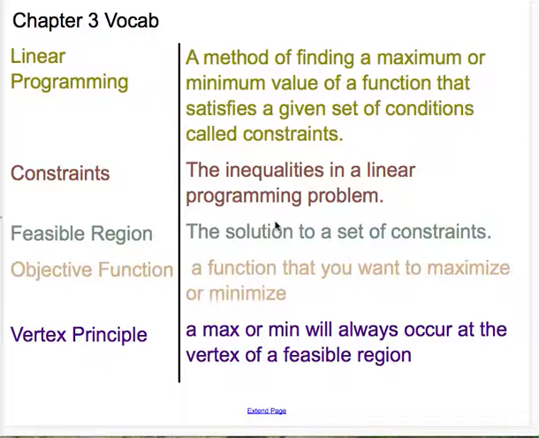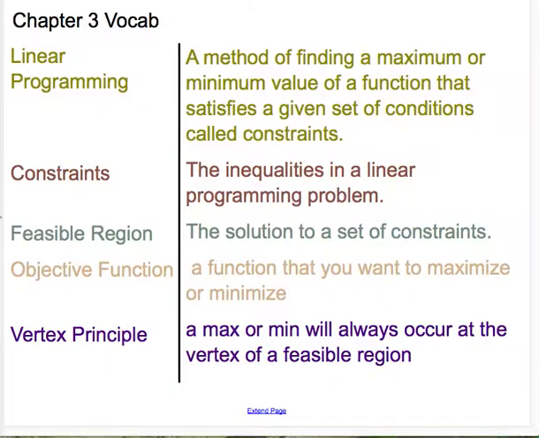And finally, the vertex principle, and this is essential for what we're doing. This says that a maximum or a minimum will always occur at the vertex of a feasible region. This is important because it means we don't have to check every single ordered pair within that solution, which would be endless because of the fact that we have decimals and fractions that are also part of our region. So we only have to look at the vertices of our region to find where the max or min will occur, which saves us a ton of time.